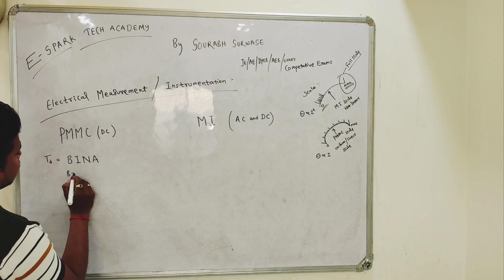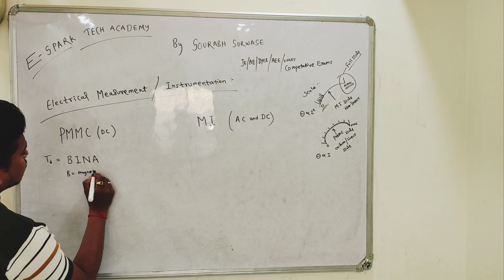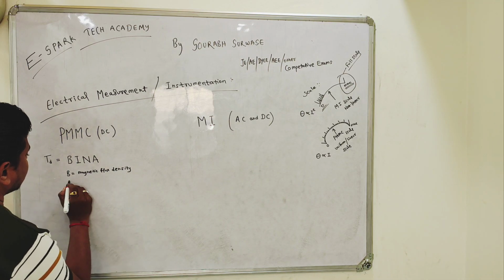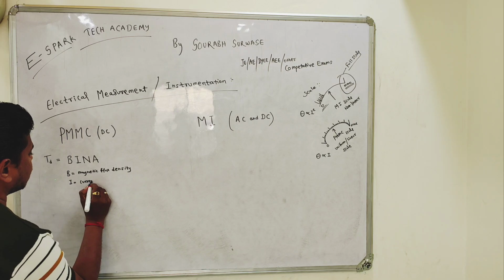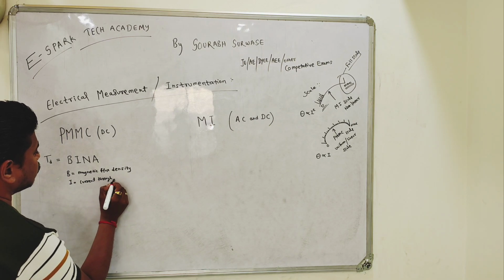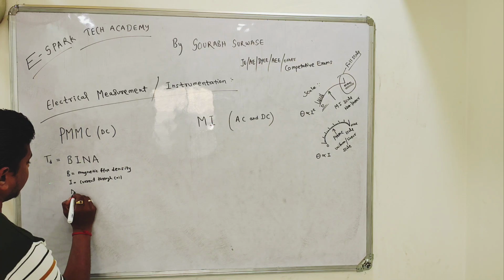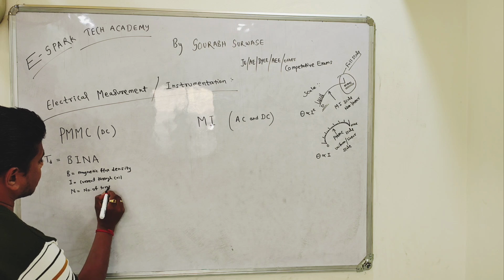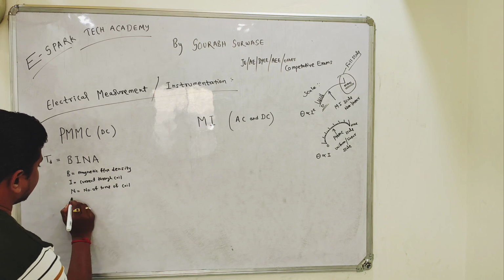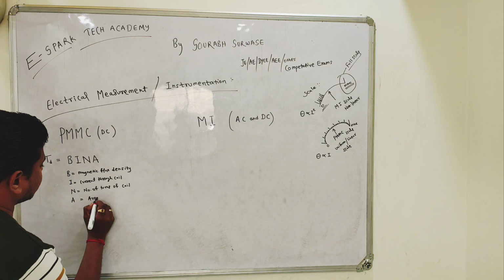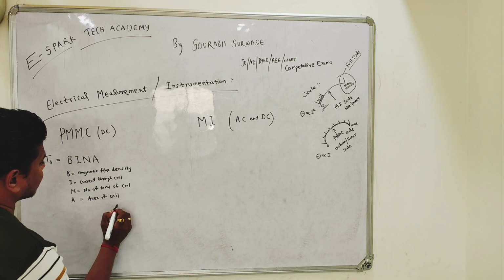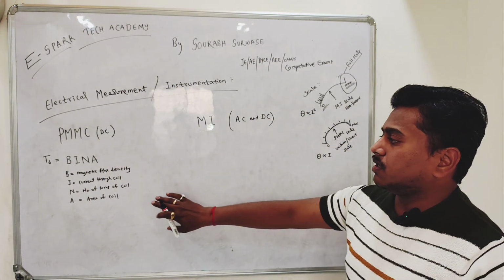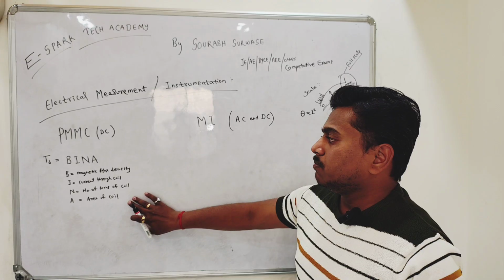Here B is the magnetic flux density, I is current through coil, N is equal to number of turns of coil, and A is nothing but area of coil. As far as this moving coil is concerned, the deflecting torque is given by this equation BINA.